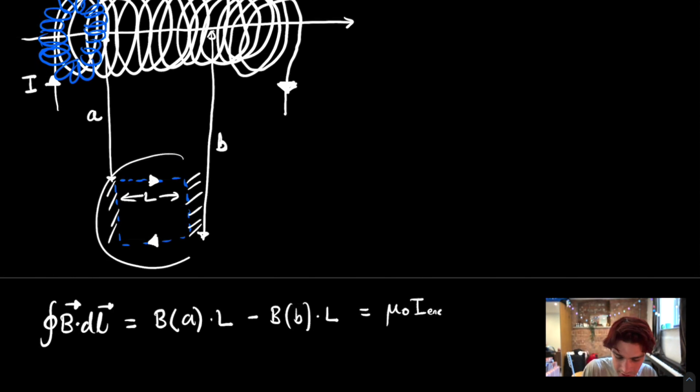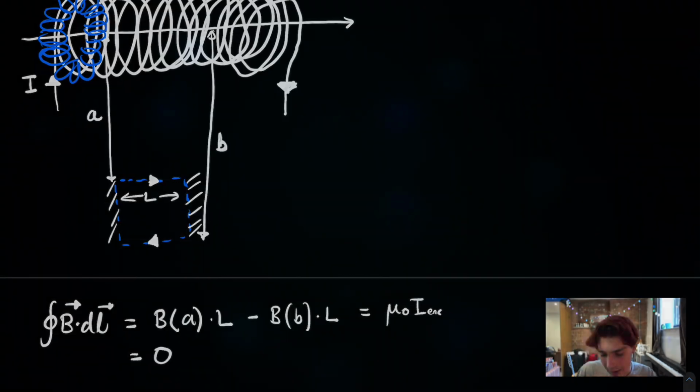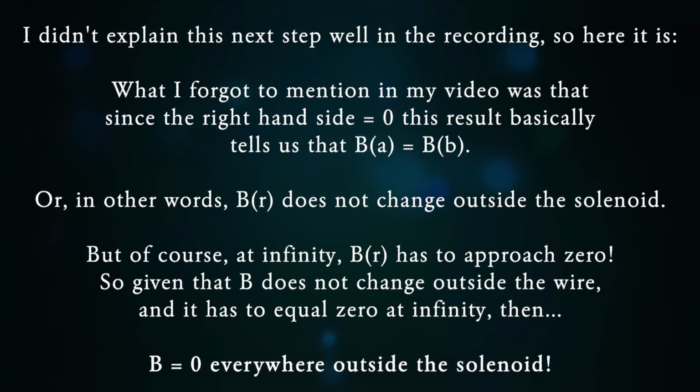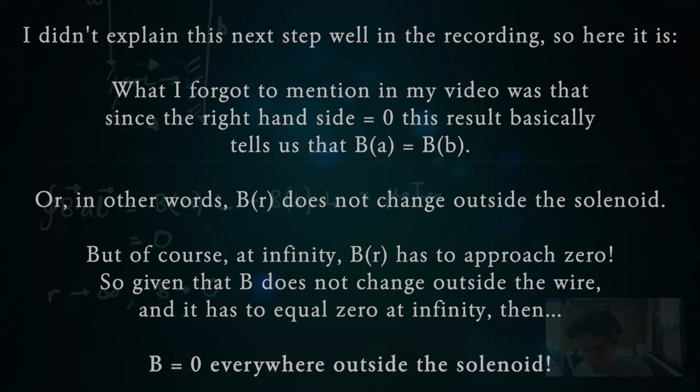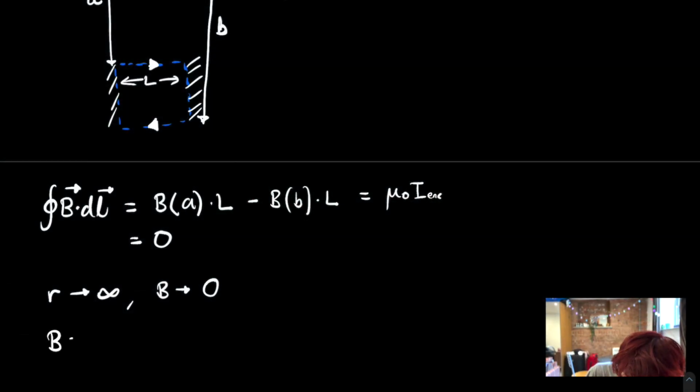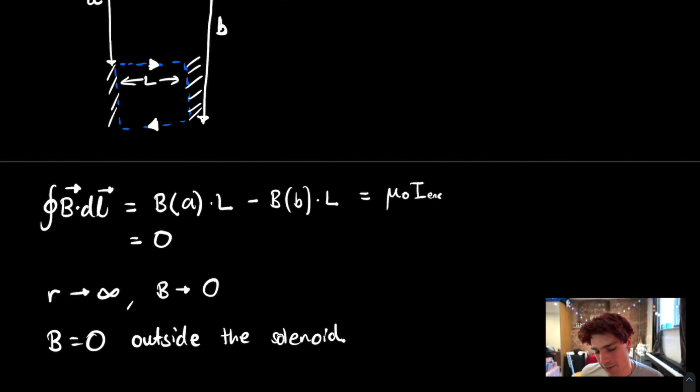But of course, we've just constructed an Amperian loop in the middle of nowhere. There's no current at all out here. So this is just going to all equal 0 because there's just no enclosed current right here. Then B must be 0 everywhere outside the solenoid. Well, that's not very helpful because otherwise what's the point of a solenoid? We know that a solenoid produces some kind of magnetic field.